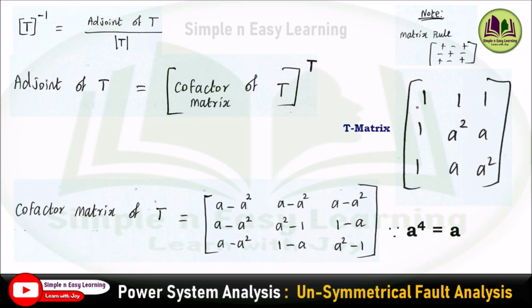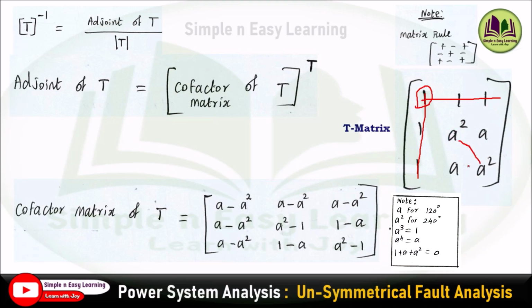First, for the first element, the cofactor will be, you strike out the row and column corresponding to the first term, and you multiply A square into A square minus A into A. A square into A square is A power 4, minus A into A is A square. So A power 4 minus A square, and A power 4 is nothing but A from the A operator rule, so you can substitute A minus A square.